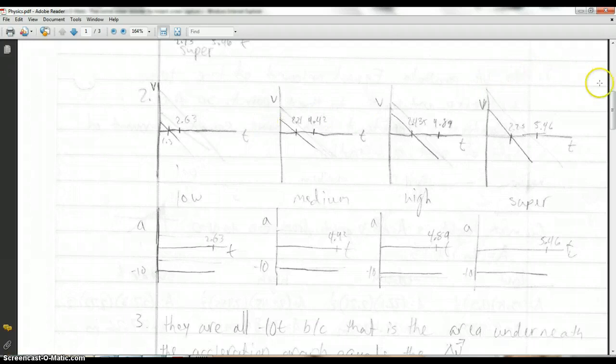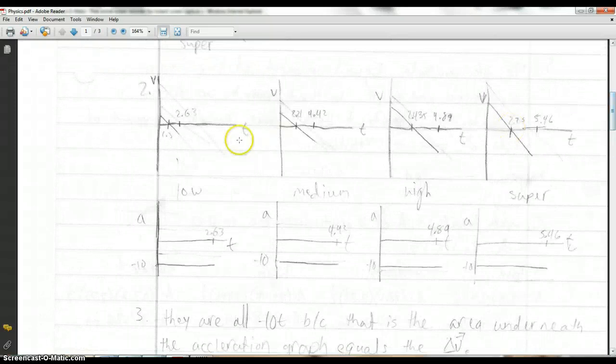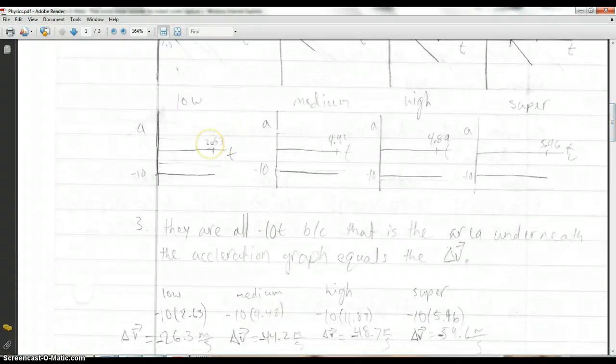And from that I could also find out acceleration, because number 2 says sketch a velocity versus time graph and acceleration versus time graph. So I showed you my velocity graphs, which are right here for low, medium, high, and super. And now same with my acceleration graphs right here. All of them are going to have the same acceleration graph because they're all going negative 10 meters per second squared, because that's Earth's gravity field.